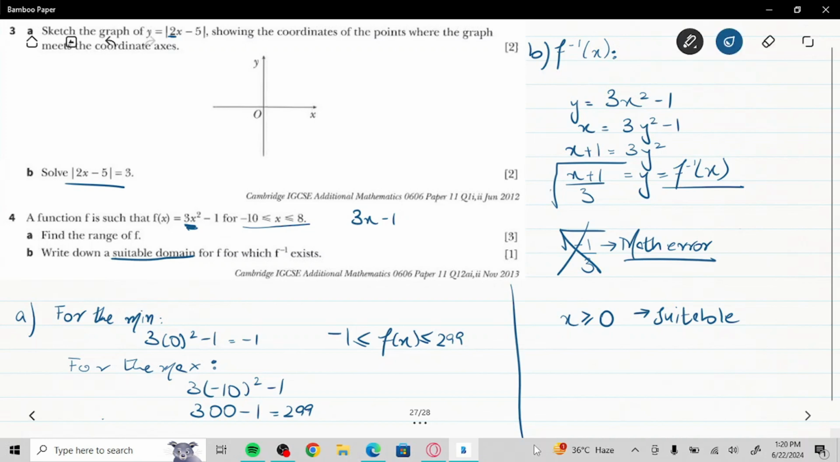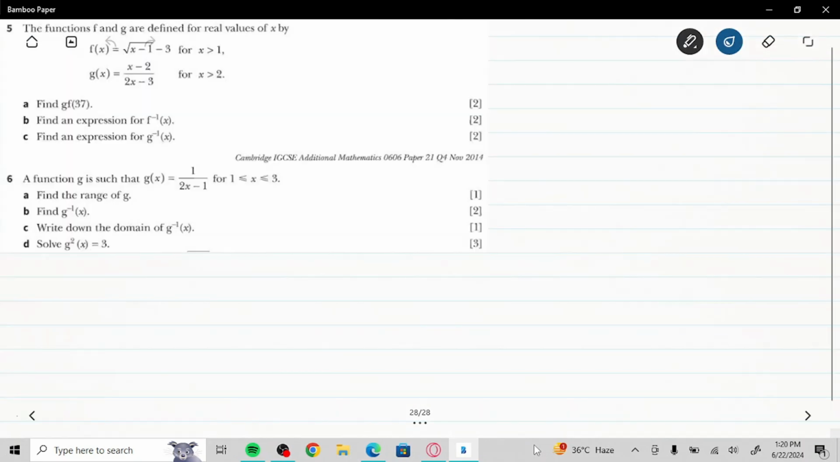Let's proceed to question 5. Question 5 tells us that we have two functions, and they have told us to input the value of the function f into the function g. They have also told us to input 37 in the function f. So first of all, the first step is to input the function f into the function g.